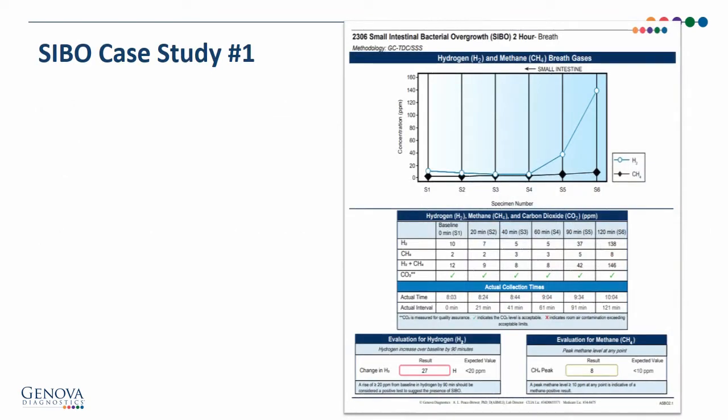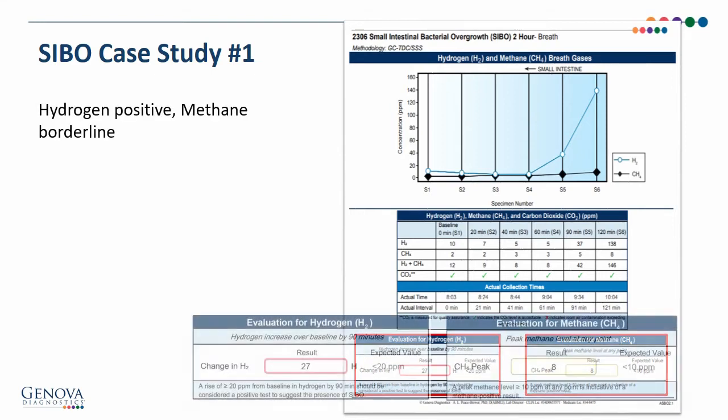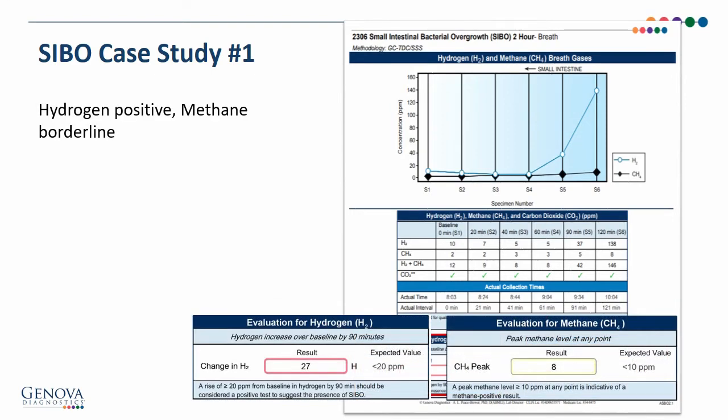Here's her SIBO test. The first thing to look at is the results boxes at the bottom for hydrogen and methane, and we can see a positive hydrogen and borderline methane result.